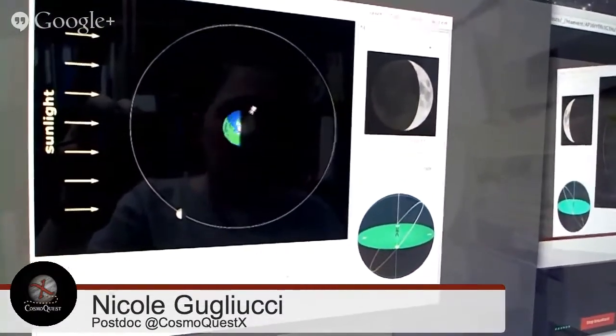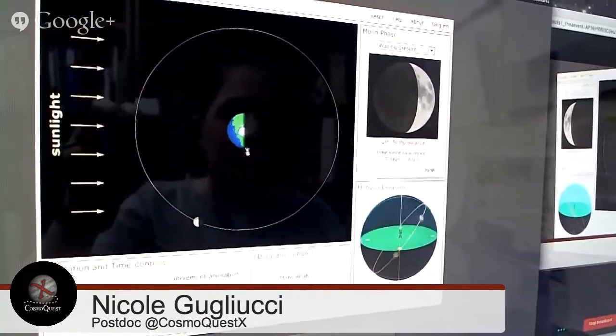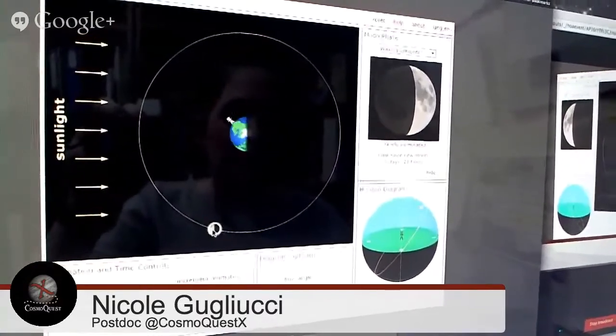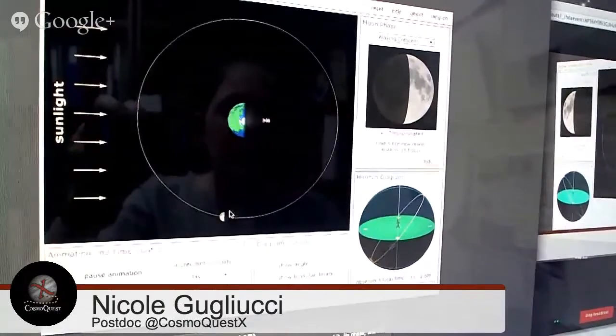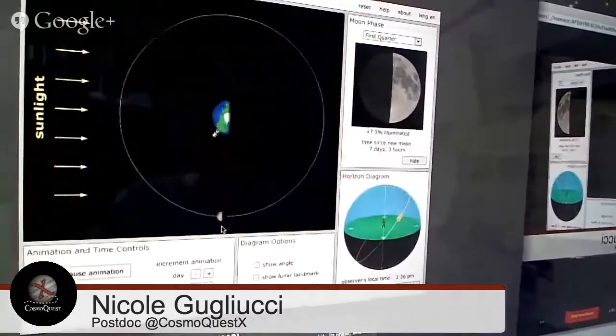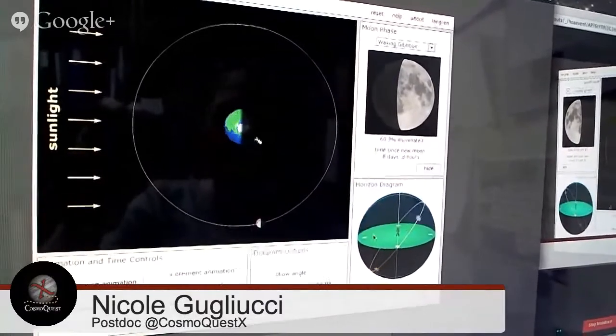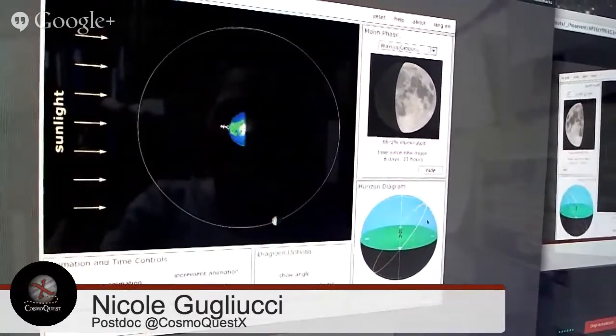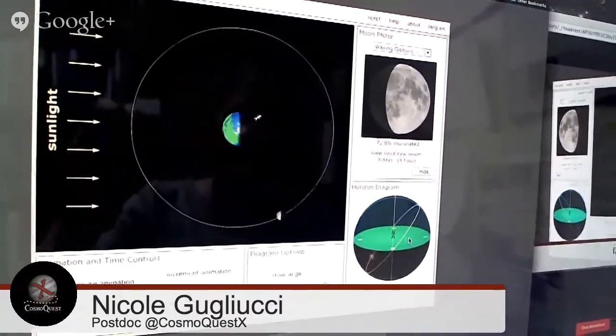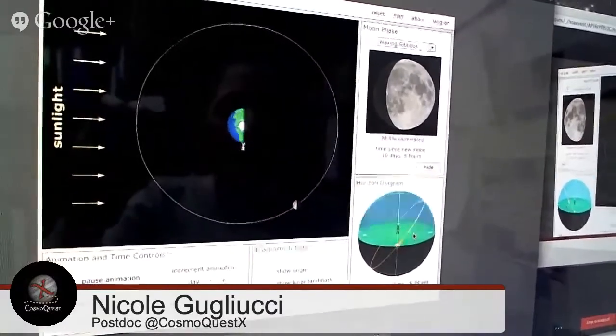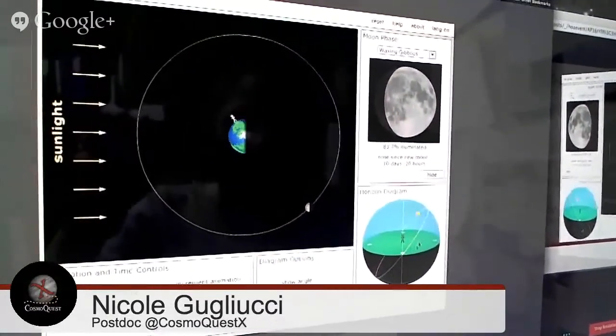But you can talk a lot about different aspects of, say, why we see the lunar phases as we do, why there's no one dark side of the moon. I'm not sure how well this one actually shows that, but that's a possibility. And why the sun and the moon appear at certain points in the sky above you, or I guess not in the sky, but below you.